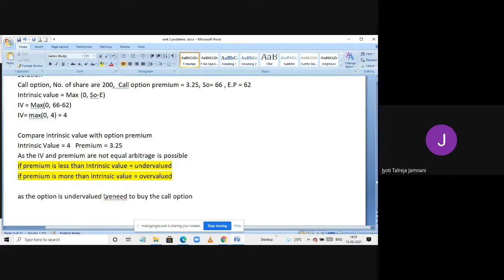So if we have to buy the call option, what should we do? We should pay the premium, right? So pay premium. How much is the premium given? 3 rupees 25 paise per share. And how many shares are traded in this option? It's given in the beginning, number of shares are 200. So into 200.